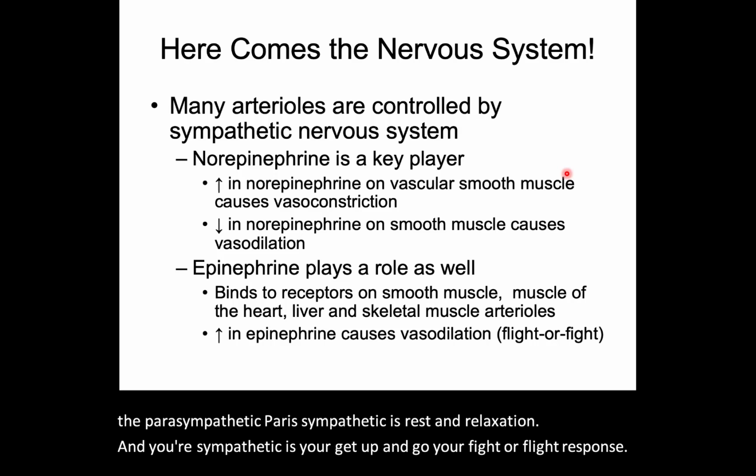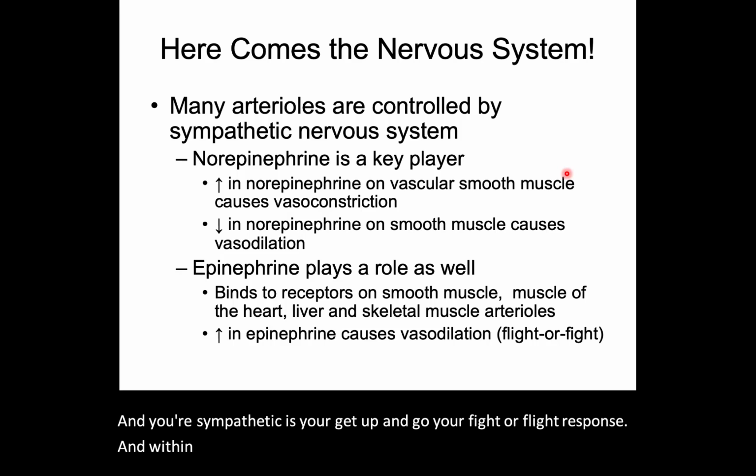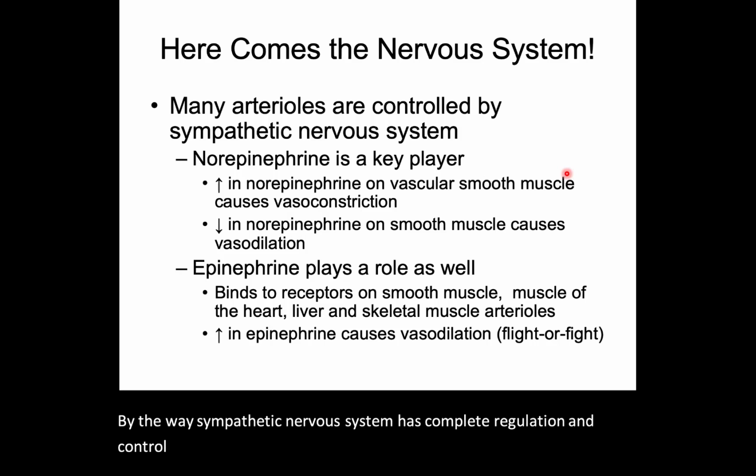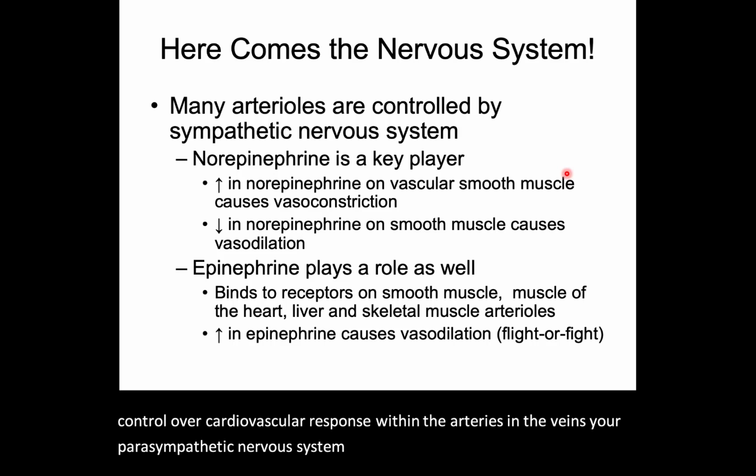And within the sympathetic nervous system, by the way, the sympathetic nervous system has complete regulation and control over the cardiovascular response within the arteries and the veins. Your parasympathetic nervous system is going to directly have influence over the heart.